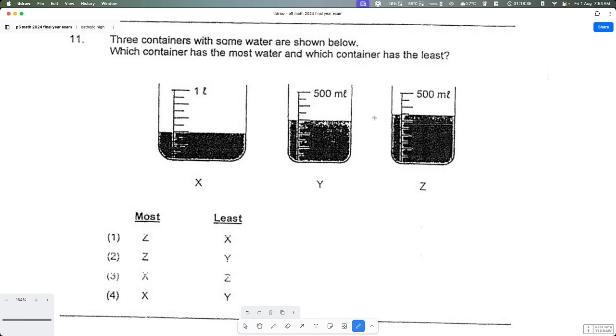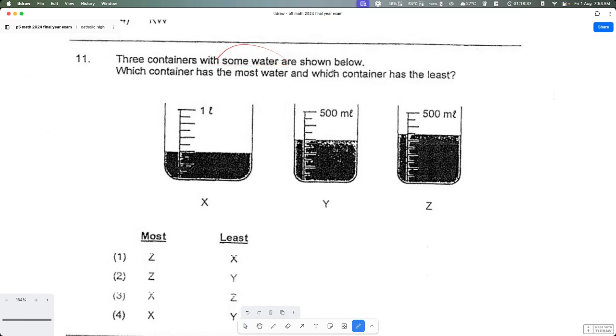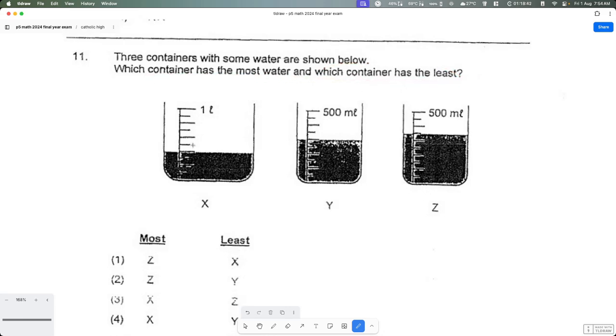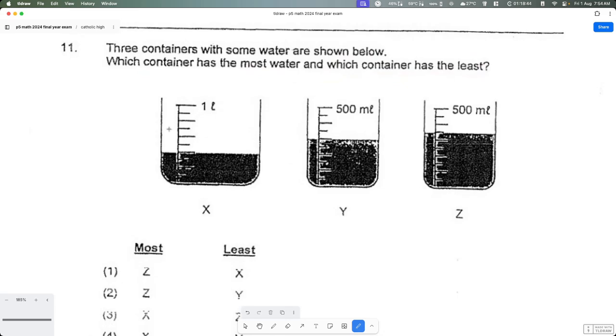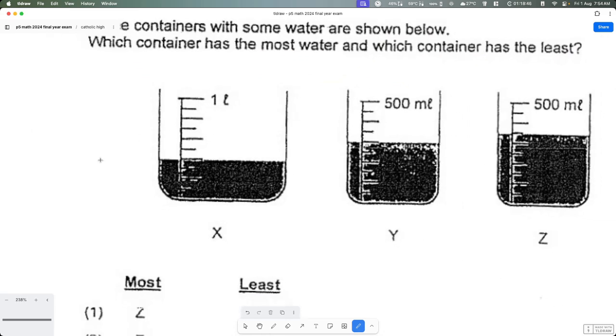All right, so 3 containers with some water are shown below. Which container has the most water and which container has the least? Okay, so you see here, it's a bit hard to see, but in this case, we know that there is 1, 2, 3, 4.